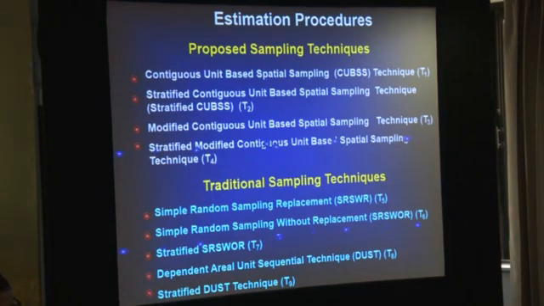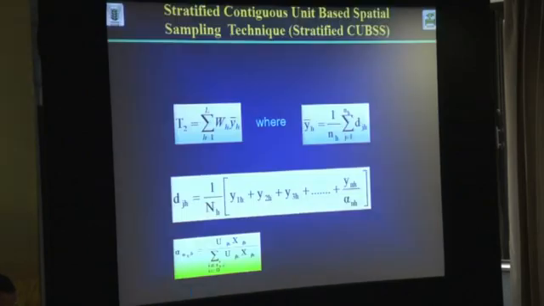Then the same thing is done on a stratified basis. First we make the strata and then we apply the same technique, which is the stratified contiguous unit-based spatial sampling design. And then we also tried modifying it, because here the first unit is selected by simple random sampling, but in the modified case, just to see the variation, we selected the first unit by PPS, that is probability proportional to size. And then similarly, for modified, we have stratified modified contiguous unit-based spatial sampling.